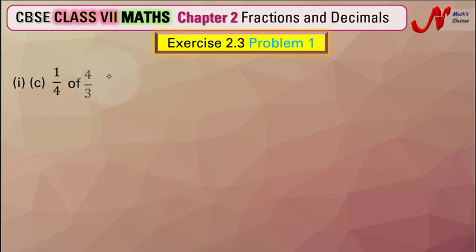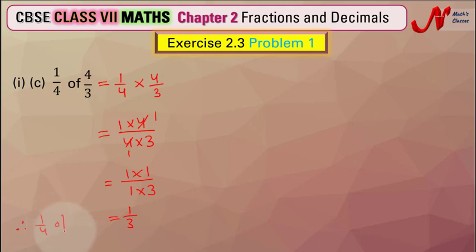Next we solve the first bit C problem. It is given that 1 by 4 of 4 by 3 is equal to 1 by 4 into 4 by 3, which is equal to 1 into 4 divided by 4 into 3. We can cancel 4 ones are 4, 4 ones are 4. So it is equal to 1 into 1 divided by 1 into 3, which is equal to 1 by 3. Therefore 1 by 4 of 4 by 3 is equal to 1 by 3.